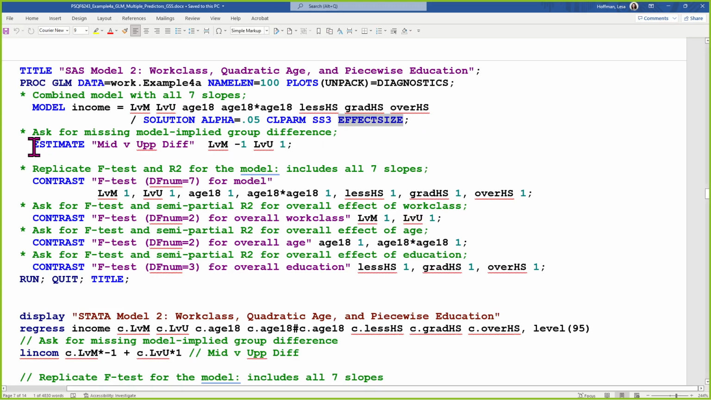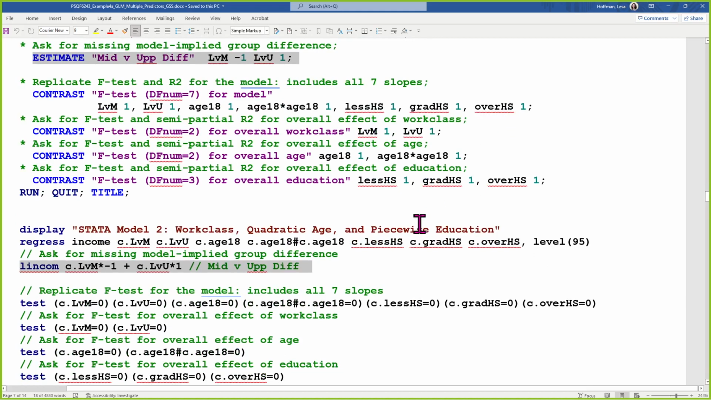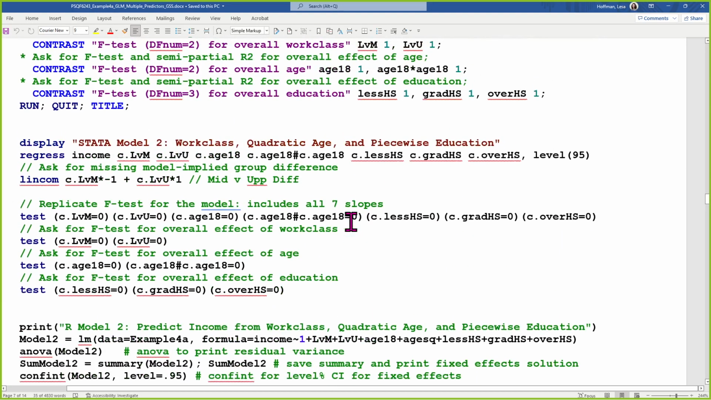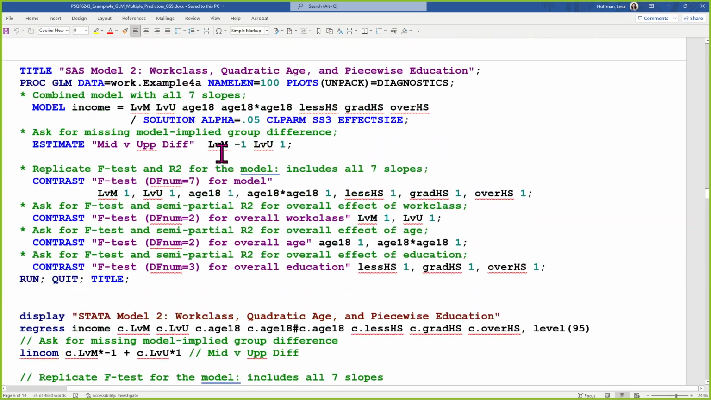So first off, this estimate statement right here, this LinCom statement right here, and in R, it is this first chunk right here for mid versus upper difference. Those are all doing the same thing. What they are asking for is the difference between the non-reference groups. So the model tells us how mid differs from low, how upper differs from low. The model does not directly tell us how upper differs from middle. So that's what I'm asking for here.